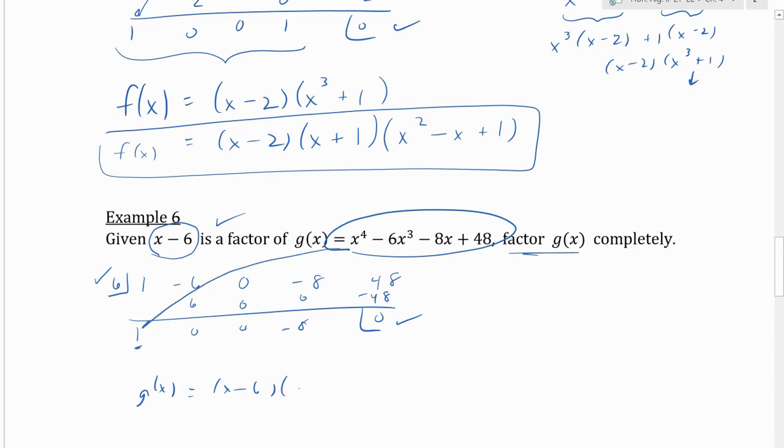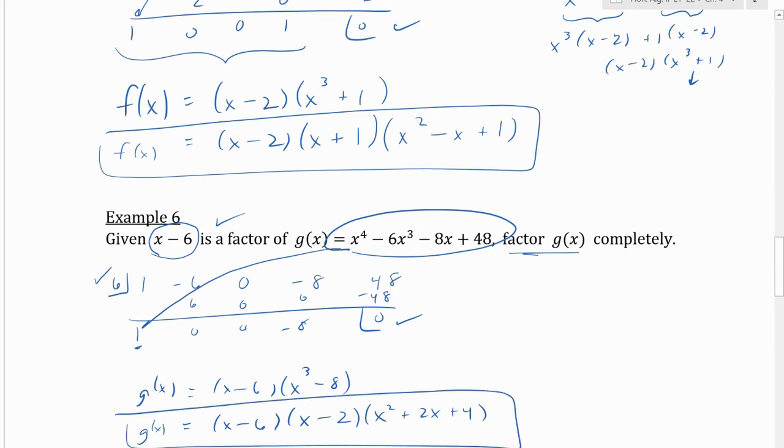Depressed polynomial, x cubed minus 8. Difference of 2 cubes, x minus 2, x squared plus 2x plus 4. Again, could you factor by grouping? Heck yeah.